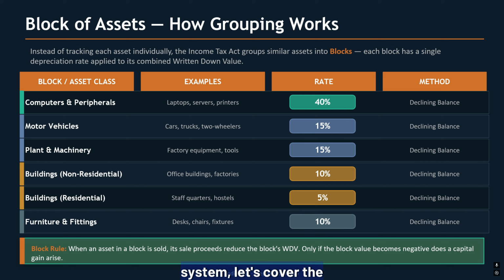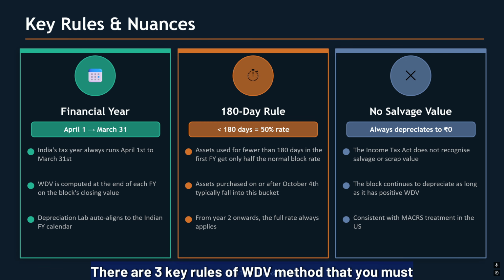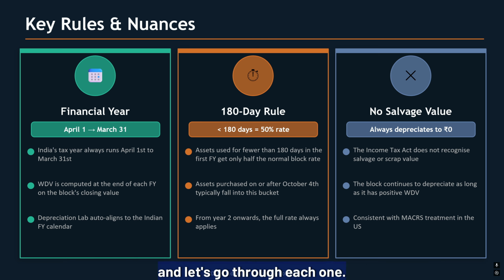Now that we understand the block system, let's cover the 3 key rules that you must follow when applying WDV: the financial year, the 180-day rule, and the no salvage value principle. There are 3 key rules of WDV that you must always keep in mind, and let's go through each one. Rule number 1, the financial year.